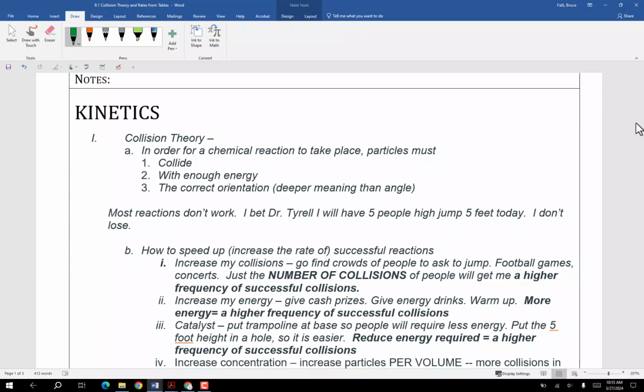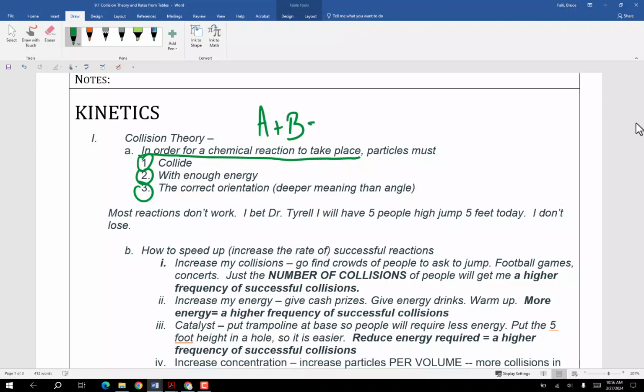Kinetics, the collision theory. In order for a chemical reaction to take place, particles must collide with enough energy and the correct orientation. So we know the collision theory has three parts, and this is what you'll remember pretty well, but you'll have to say why. In order for a chemical reaction to take place, particles have to collide with enough energy and the right orientation.